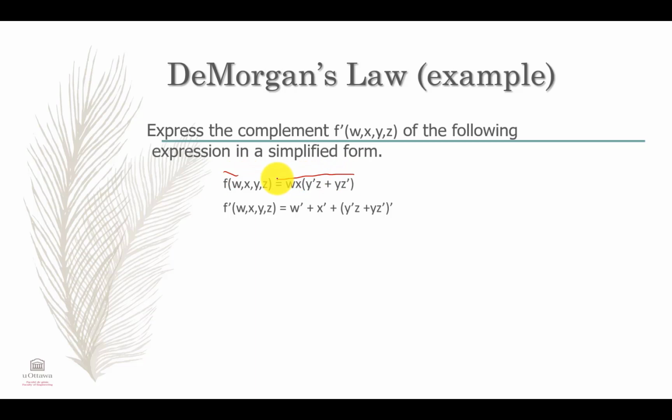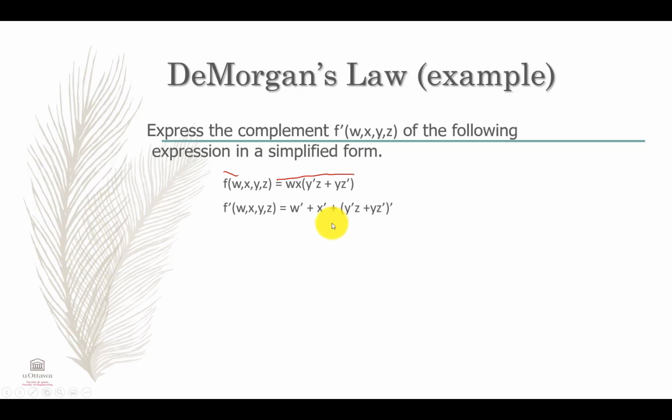Then after that, since I'm applying the f prime, I will take that complement and change the operation from AND here to plus, and this will be plus as well, and then I will apply the complement for each one of them. So this will become y prime, and this will become x prime, and the whole term here will be complemented.